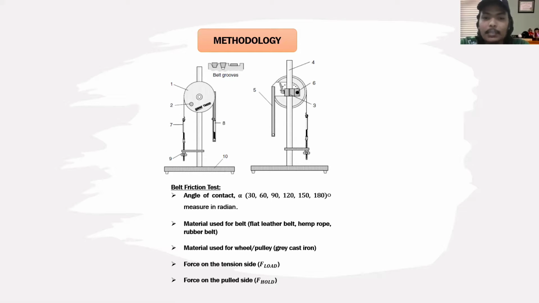In second experiment, different belts will be used on gray cast iron pulley at a 180 degree angle of contact. The belts used for this experiment are hemp rope, flat leather belt, and rubber belt. The setup for this experiment is shown in the figure. Both number 7 and 8 are the spring balances for F load and F hold.